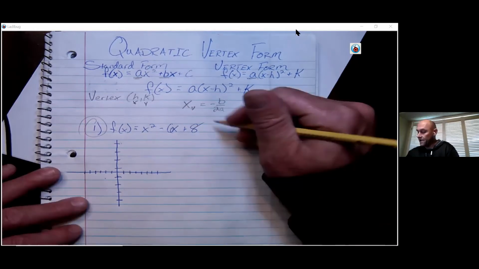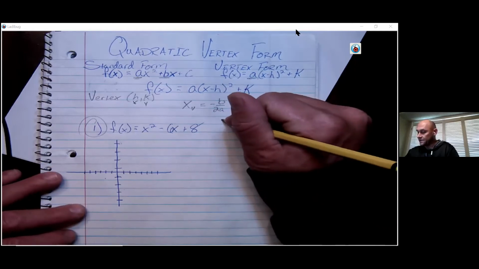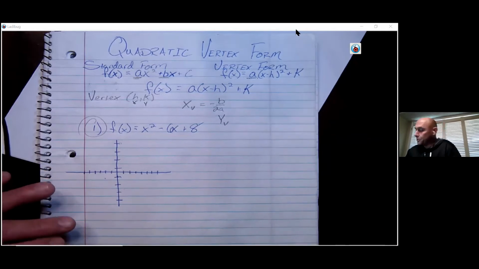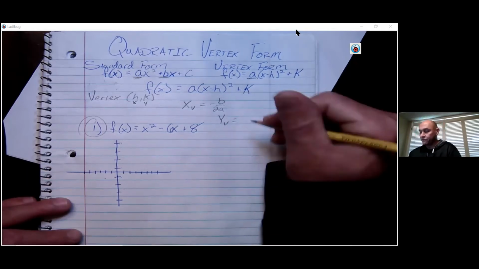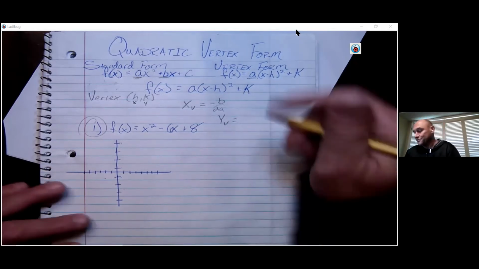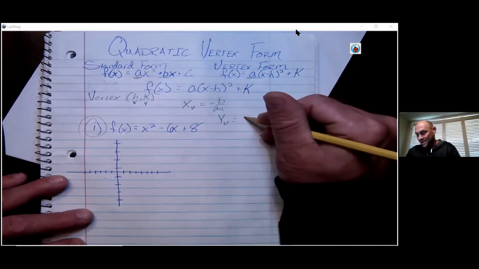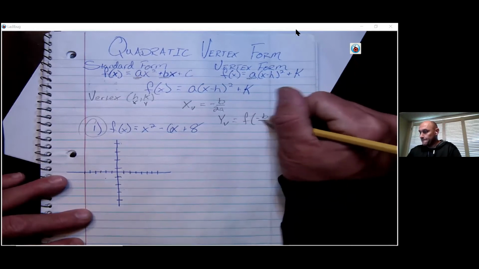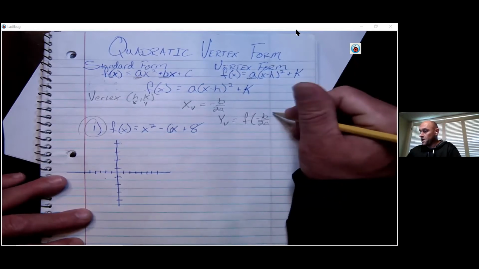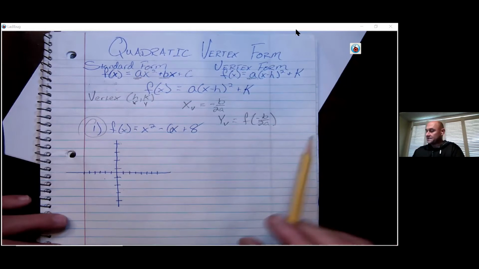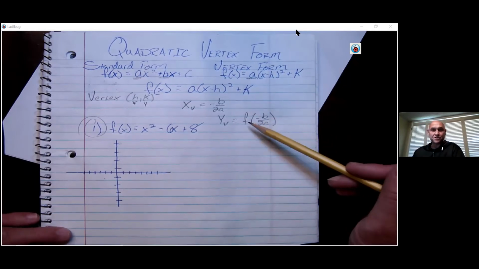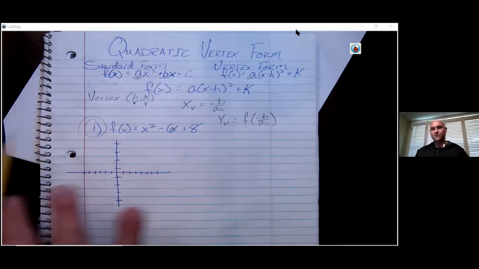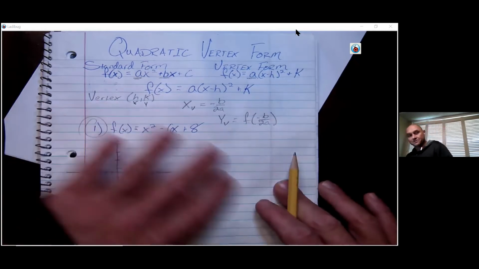So we can find the x value of the vertex by doing negative b over 2a. We can then find the y value of the vertex, y sub v, by plugging negative b over 2a into the function. I'm going to write it like this, don't freak out. It's not as crazy as it looks. We plug the x value of the vertex into the function to get the y value of the vertex. Hopefully, it will all become clear as I do this first demonstration.